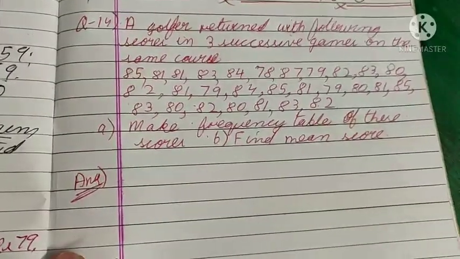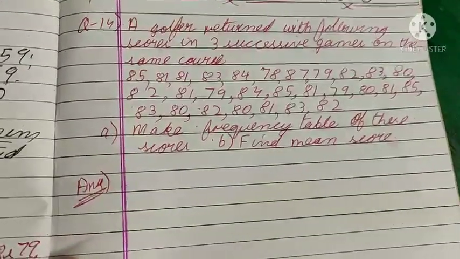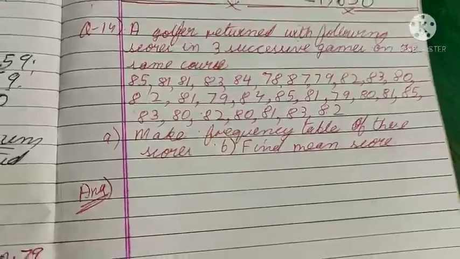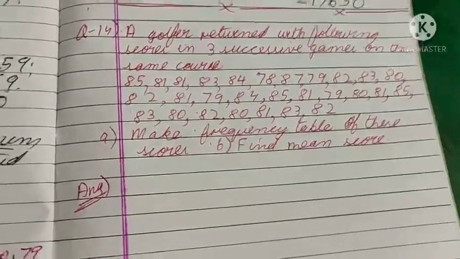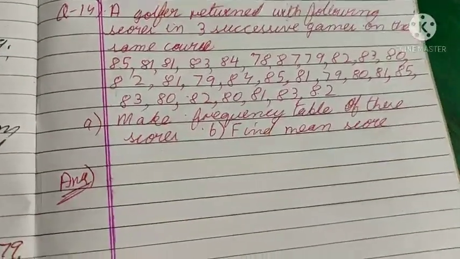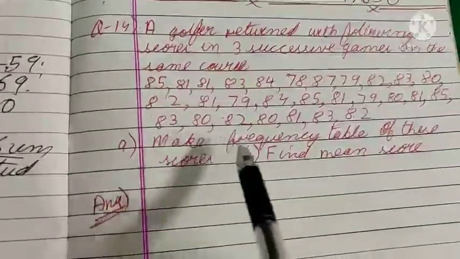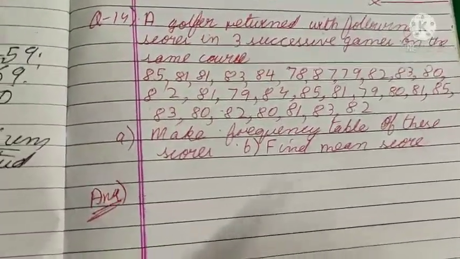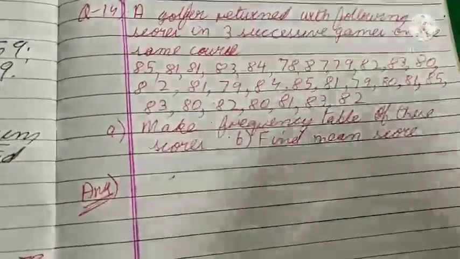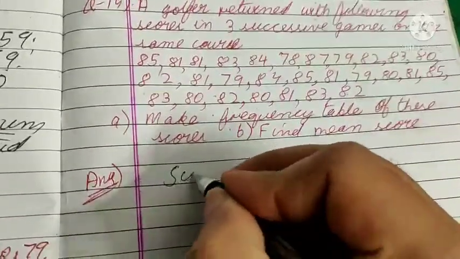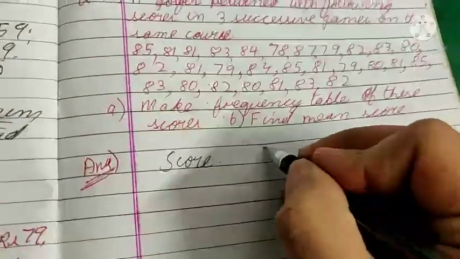This is the next question in this exercise that says a golfer returned with the following scores in the 3 successive games. Means a golfer went to play a game of golf, and in the last 3 matches he has scored these. We have to create a frequency table of these. How do we create a frequency table? First we will write, look, the table will be made between these scores and the number of times that score has come, means the tally marks.